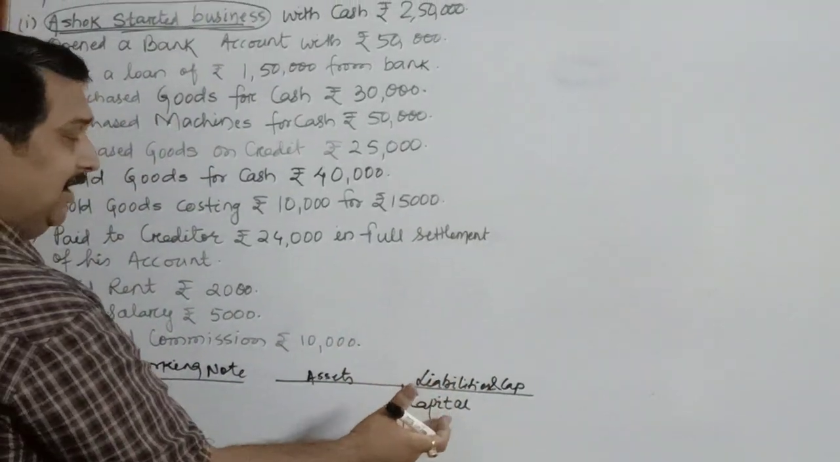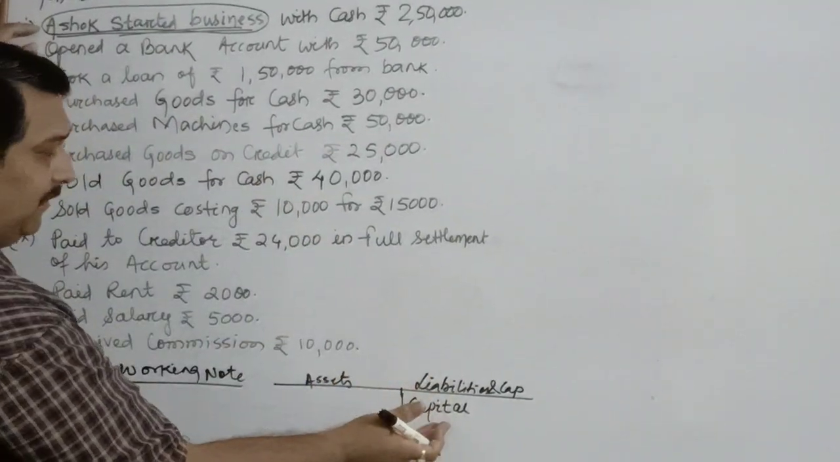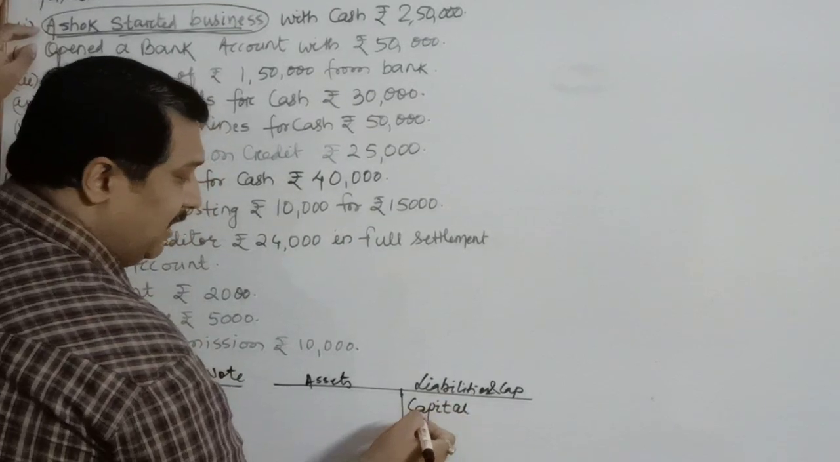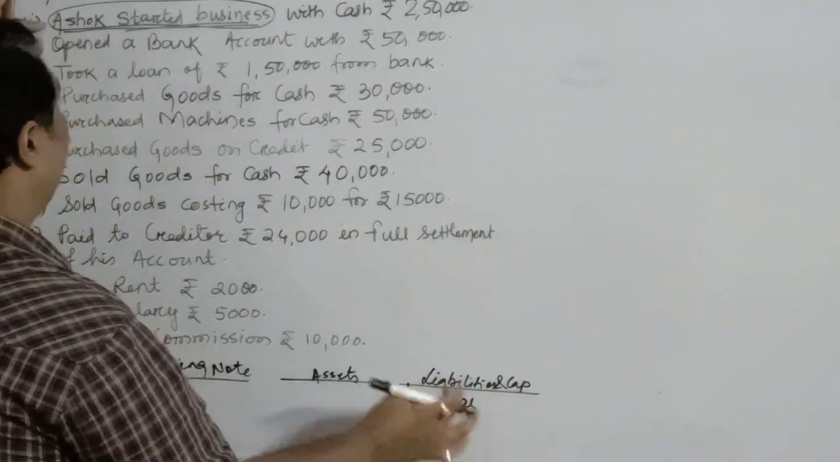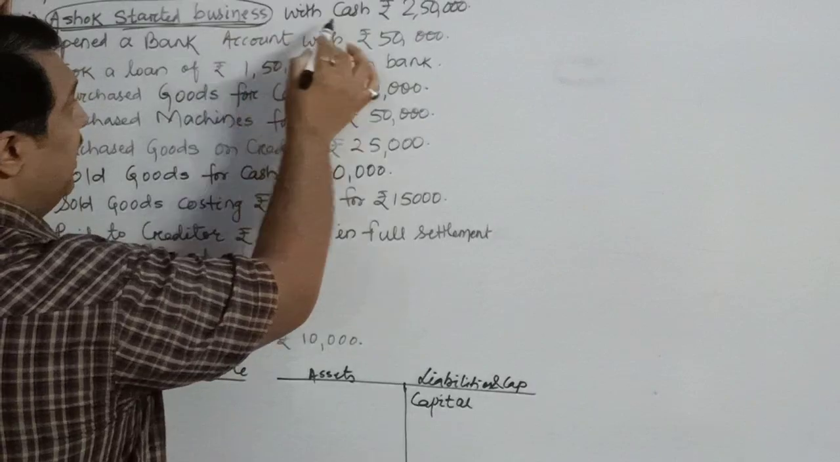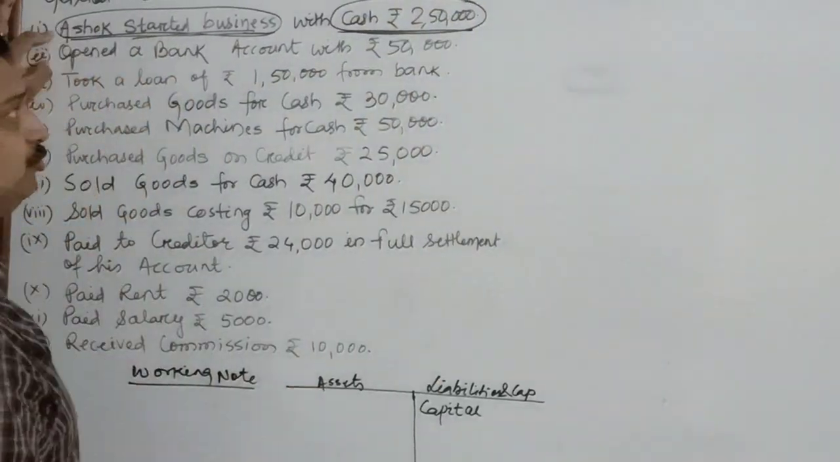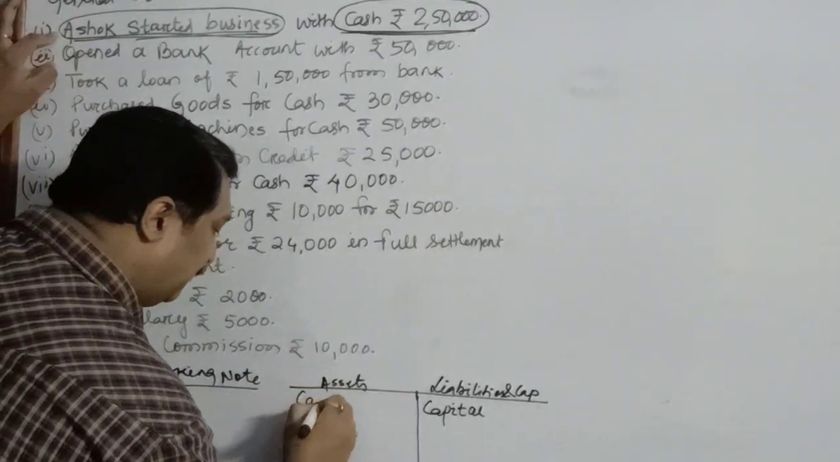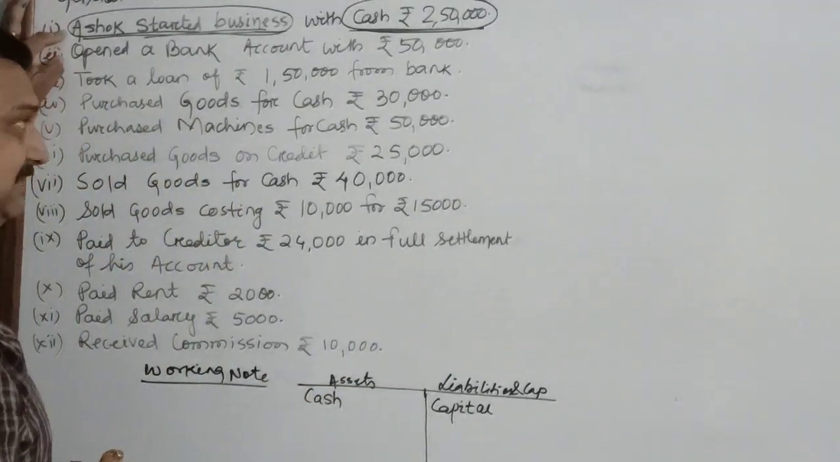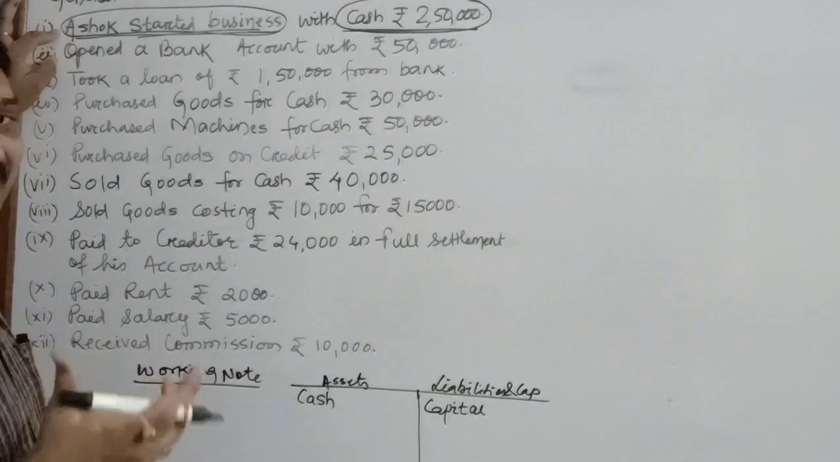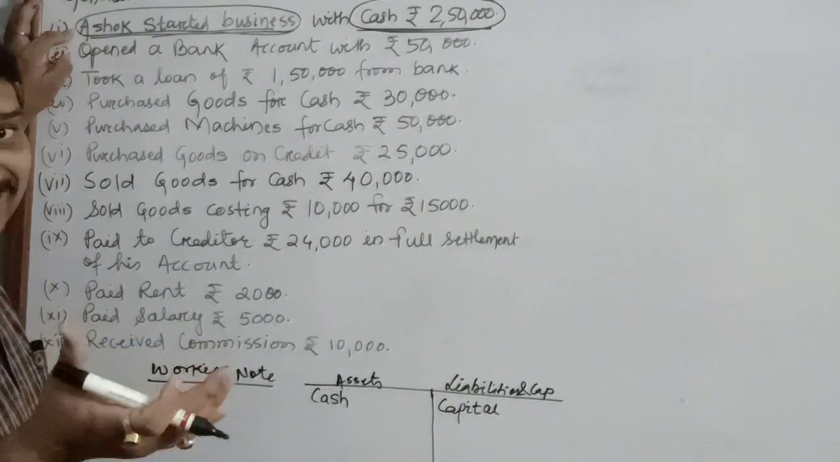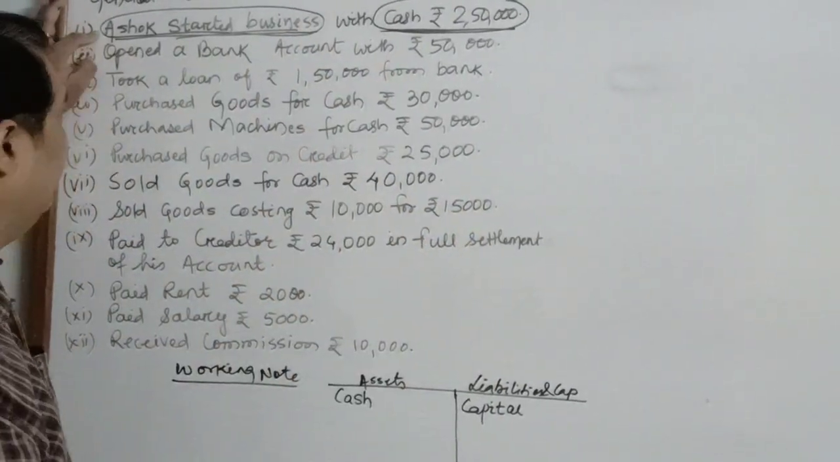Okay. So capital is one of the liabilities, so I will write it on the liability side, or I may also write Ashok's capital or only capital. Now he is starting his business with rupees how much? Starting with cash, rupees 2,50,000. So what is cash for you? Cash is an asset, because this cash will help you in buying assets which will help you in further production.